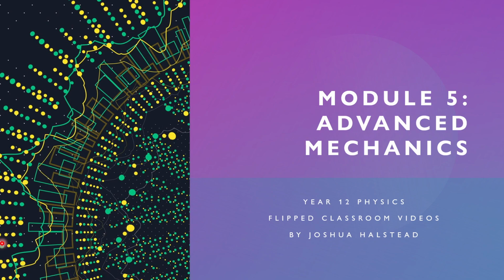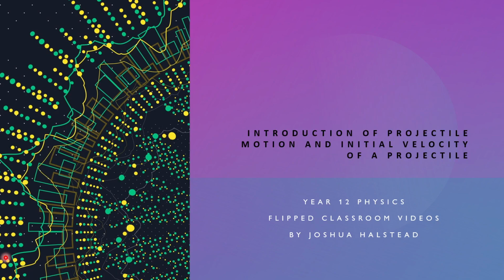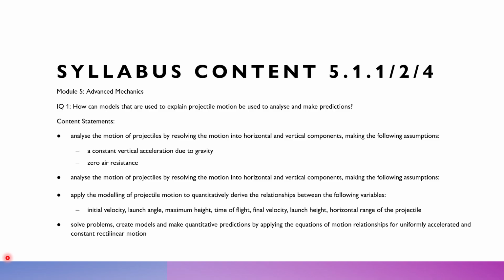This is the first module for the Year 12 component of the course in physics and builds on content and concepts that we have learnt previously, primarily in Module 1 and 2. What we'll be covering in this first video is introducing concepts around projectile motion, which is the body for our first inquiry question, and look at trying to determine the initial velocity of a projectile. The content in this video will help us to cover dot points 5.1, 2, and 4.